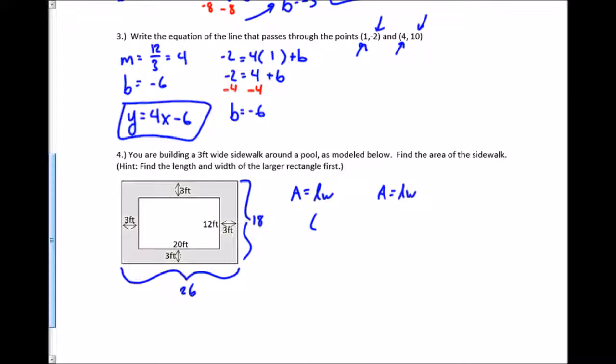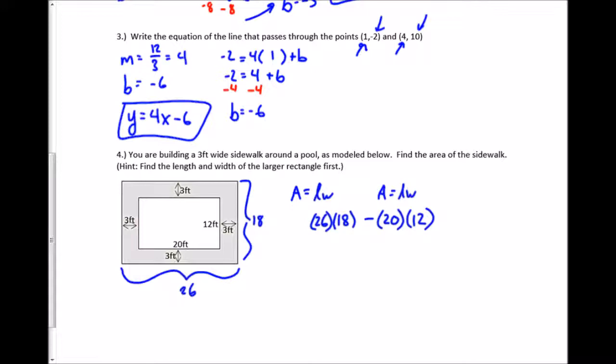So here I'm going to do the 26 times the 18. That's the overall length and width. And then I'm going to subtract the area of just the pool, which is the 20 times the 12. Right? And now I just have to plug this in.